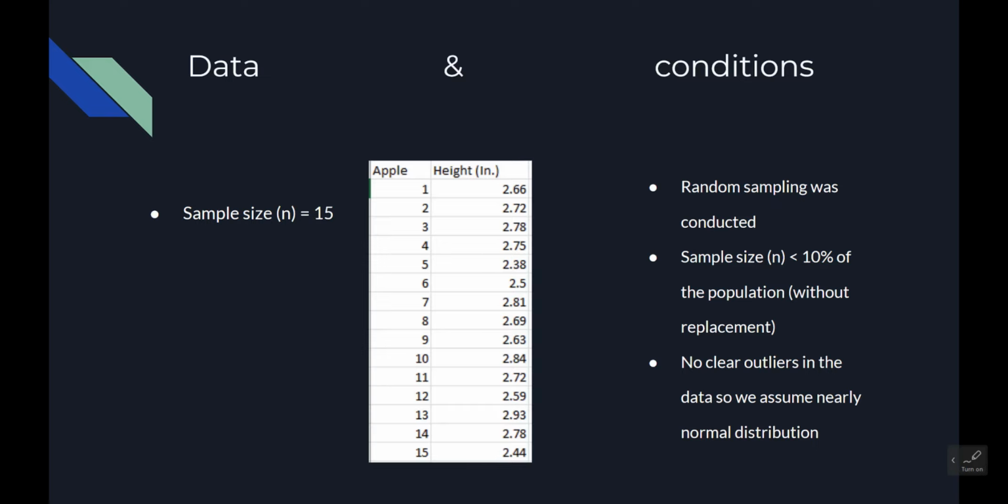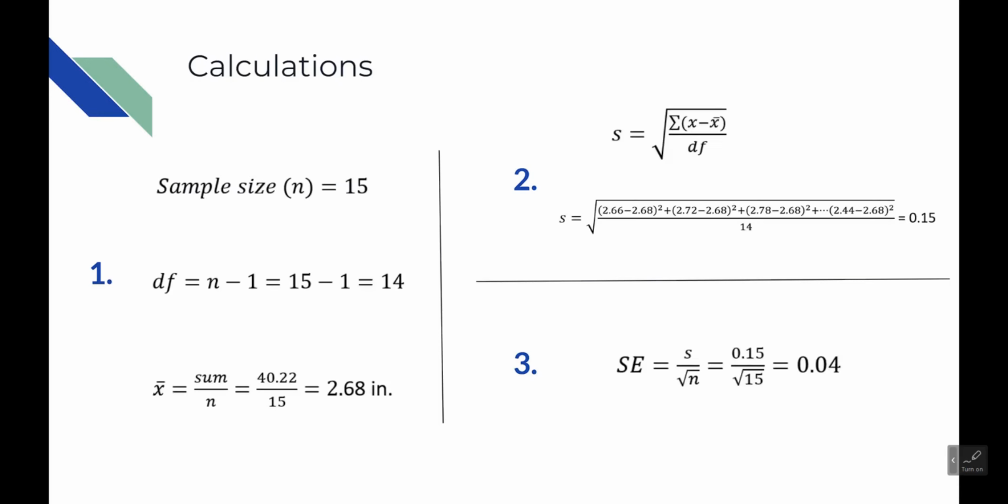Since the sample was random and the sample size is less than 10% of the population without replacement, and we also have no clear outliers in the data, we can assume nearly normal distribution. We'll start with the calculations of finding the t-confidence interval for the mean. We begin by finding the degrees of freedom, which is 14, or n minus 1.